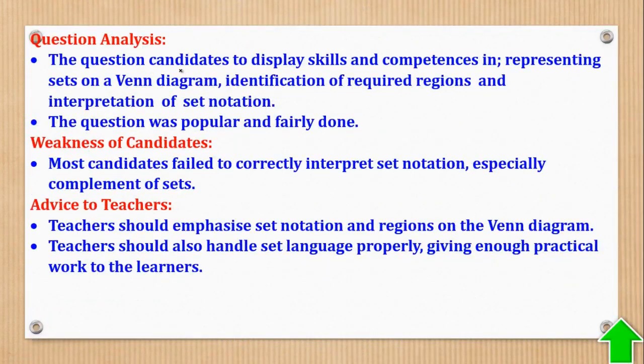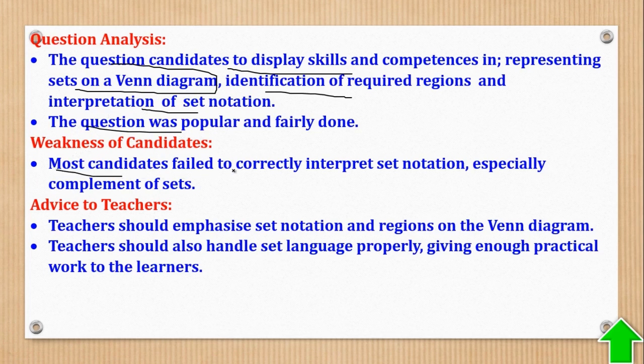So the question required candidates to display skills and competences in representing sets on a Venn diagram. So you had to know what a complement is, what an intersection is, and what a union is. Identification of the required regions and interpretation of the set notation. So interpretation means complement, intersection, union. So the question was popular and fairly done.